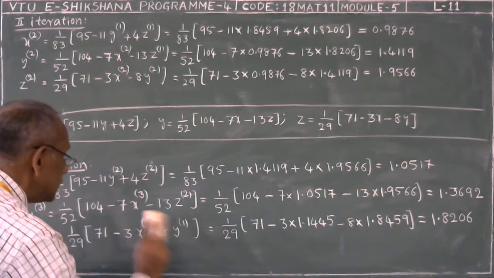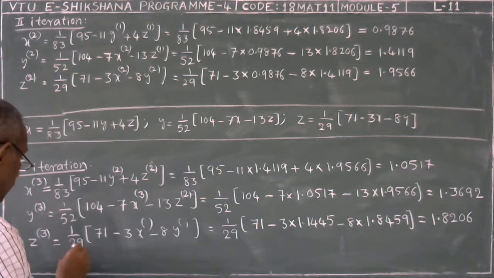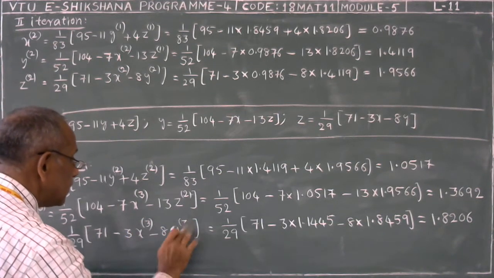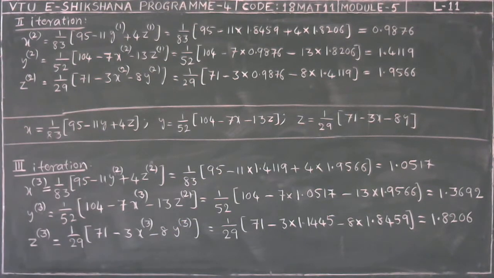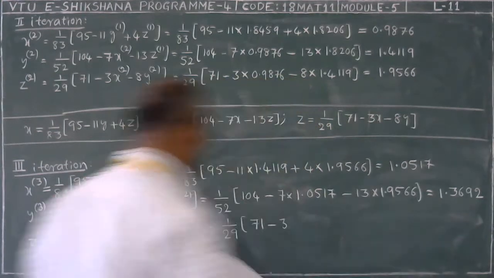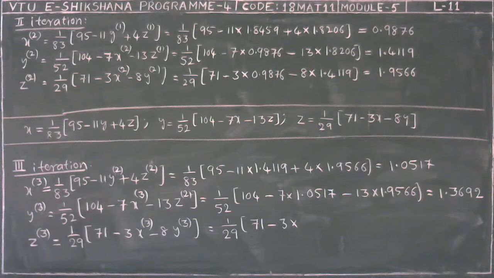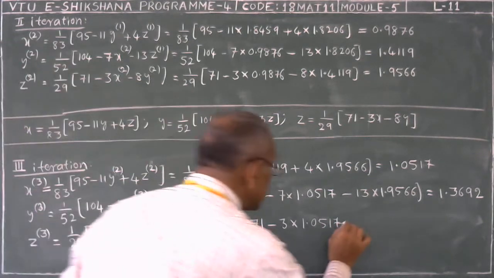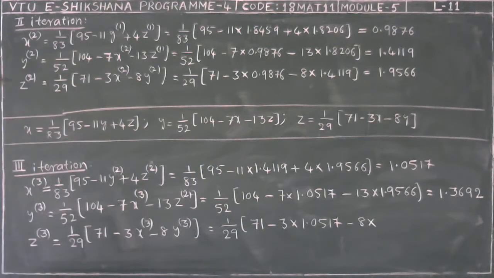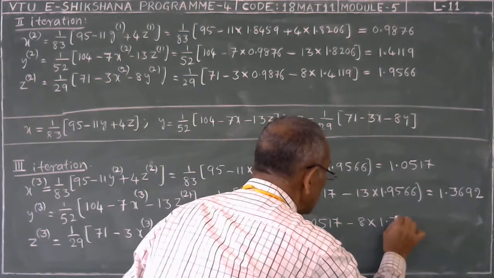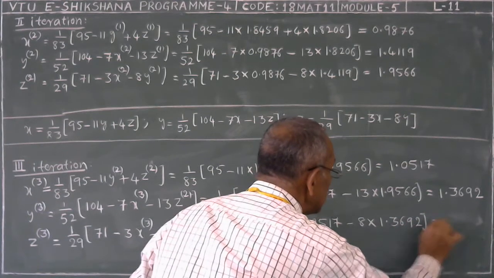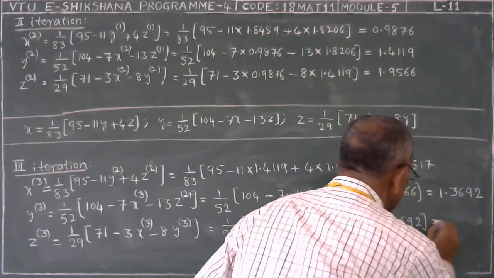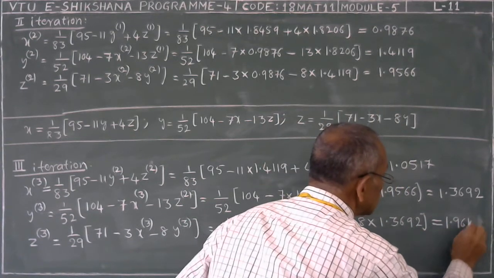z3 will be 1 by 29 into 71 minus 3 x3 minus 8 y3. So this is going to be 3 into x3. x3 is 1.0517 minus 8 into y3, 1.3692, and if you compute this carefully, we get z3 is equal to 1.9617.